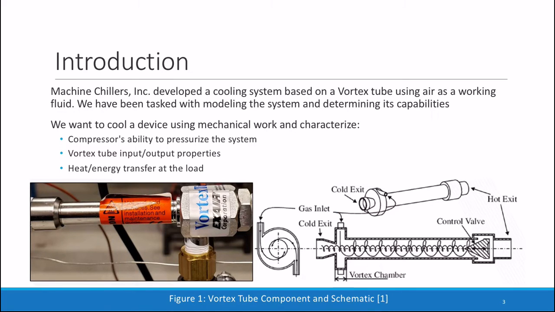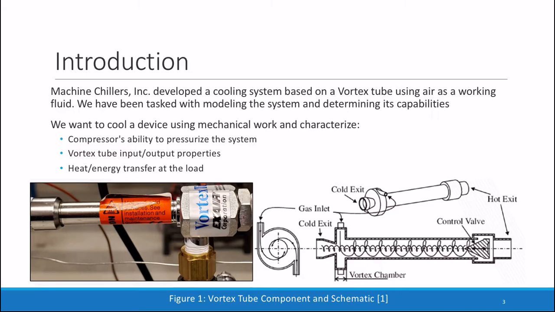To give some background, Machine Chillers Inc. developed a cooling system based on a vortex tube using air as a working fluid. We have been tasked with modeling the system and determining its capabilities. We want to cool a device using mechanical work and characterize first the compressor's ability to pressurize the system, second the vortex tube's input and output properties, and third the heat and energy transfer at the load.